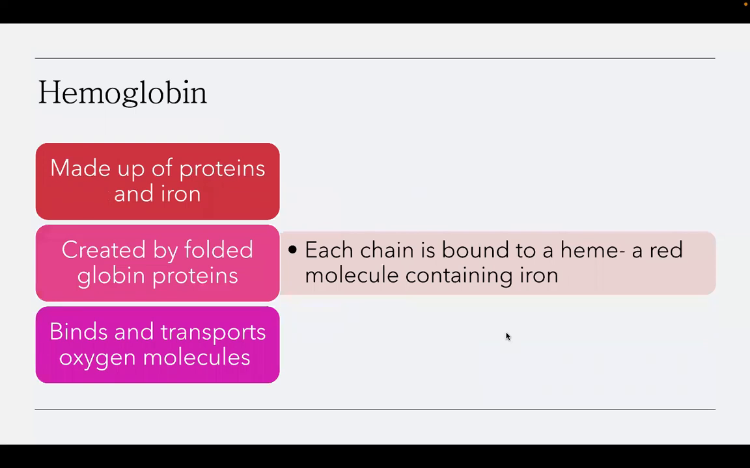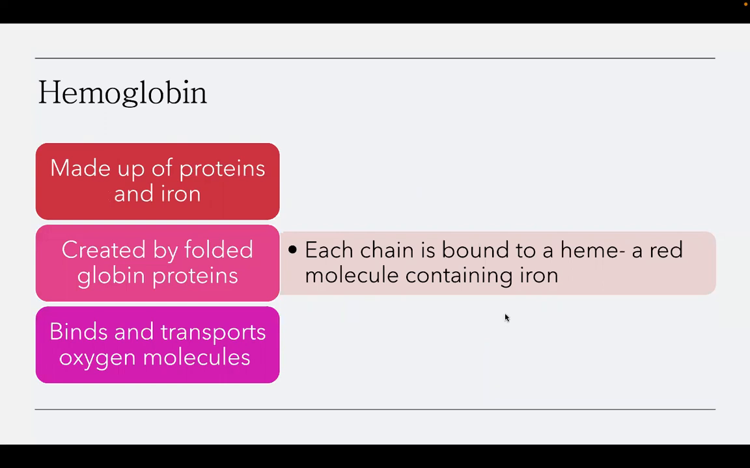Now we will discuss hemoglobin. Hemoglobin is made up of proteins and iron. The proteins, known as globins, are folded chains of proteins. Each of these chains are bound to a heme. A heme is a red-colored molecule with iron in it. Hemoglobin's function is to bind with and transport oxygen molecules throughout the body.